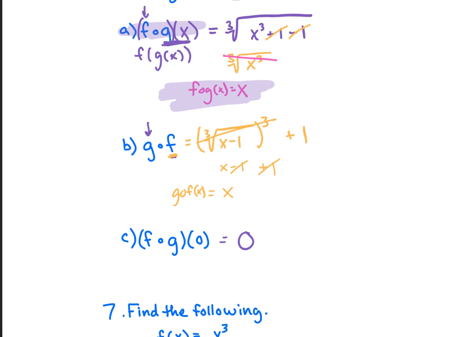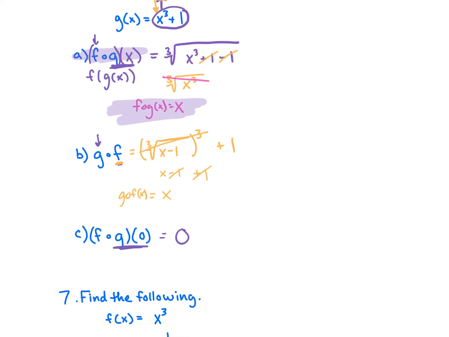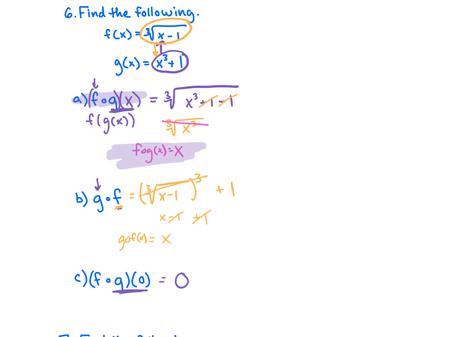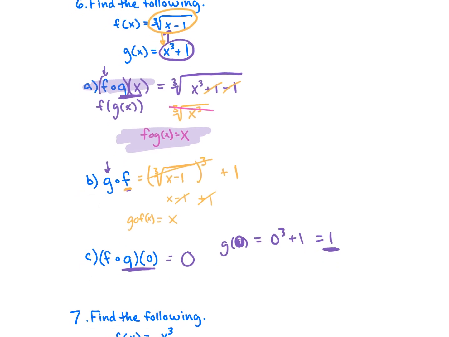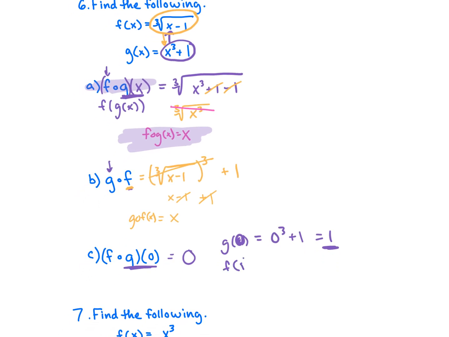Another way we could do this one would be take 0, plug it into g. Whatever we get for that answer, we would then plug that into f. So if I plug 0 into g, g of 0 would be 0 cubed plus 1, which is just 1. So then I would take 1 and plug it into f, so now I'm finding f of 1. So this is the cubed root of 1 minus 1, and 1 minus 1 would be 0, and the cubed root of 0 is just 0.